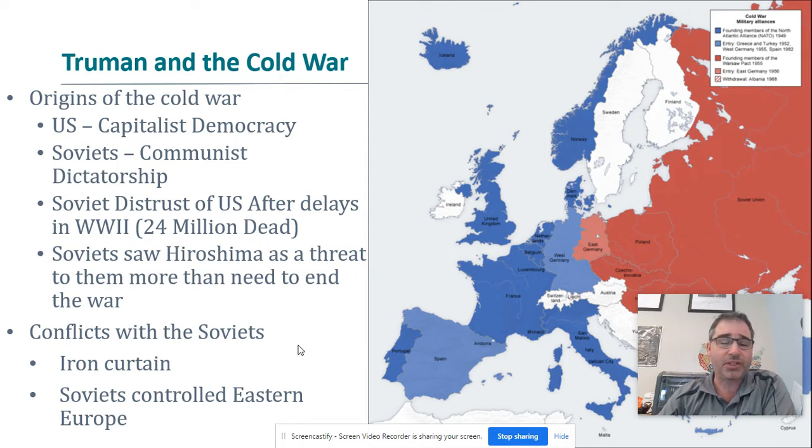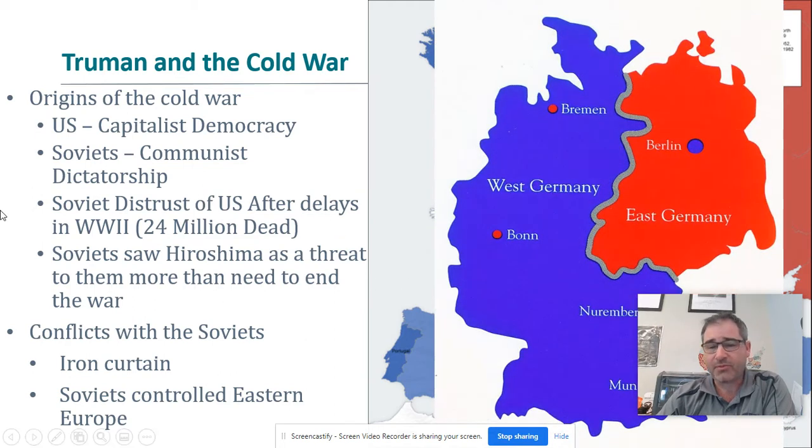So the Soviets control Eastern Europe, not necessarily directly. They do install some puppet governments here. They do practice authoritarianism there, and it is their territory. That Iron Curtain is in place.